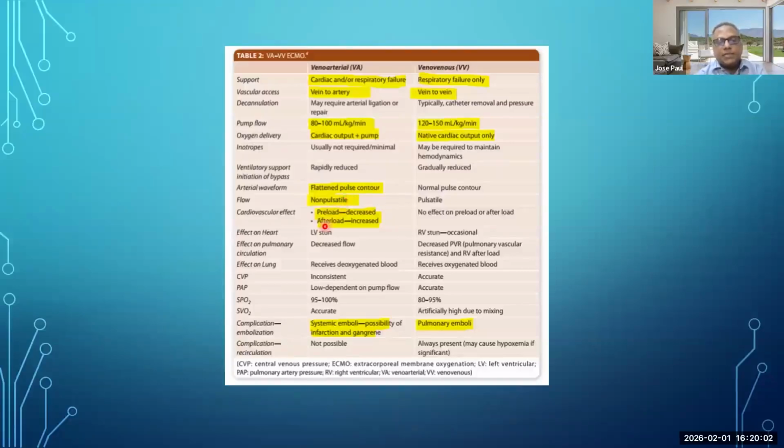And the cardiovascular effects will be the afterload as well as the preload will be reduced in a veno-arterial ECMO. The main complications are systemic emboli, possibility of infarction and gangrene. Whereas in veno-venous ECMO, there is a risk of pulmonary embolism.